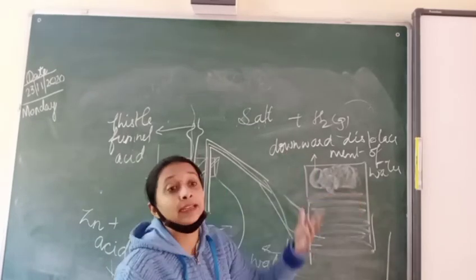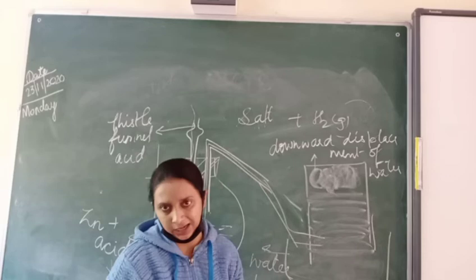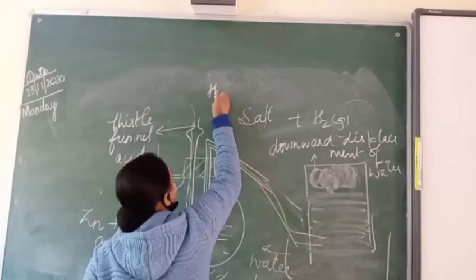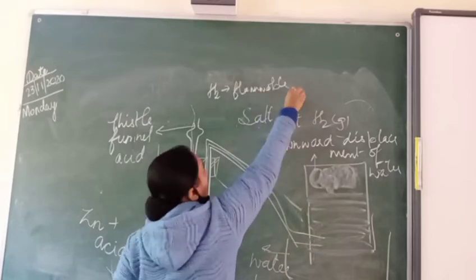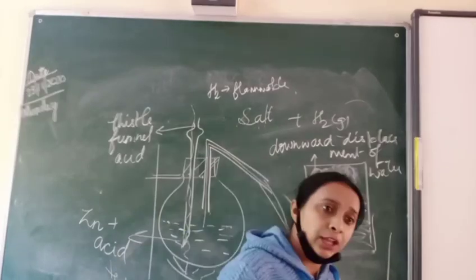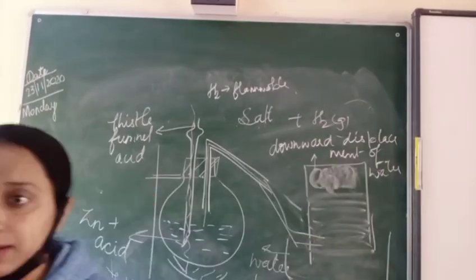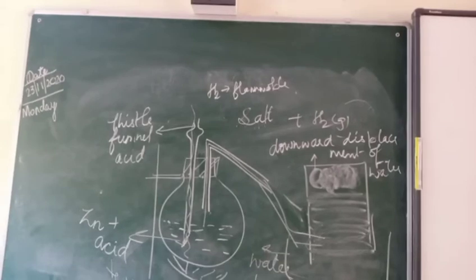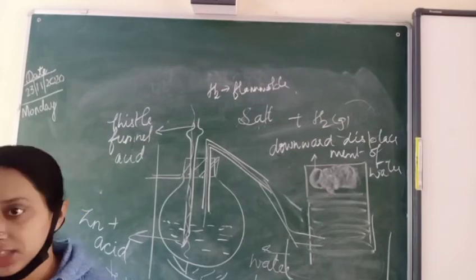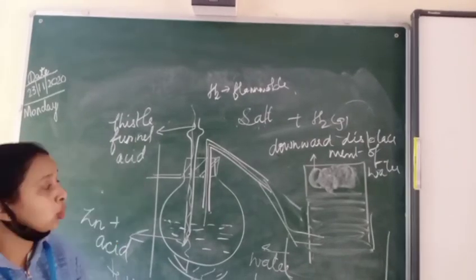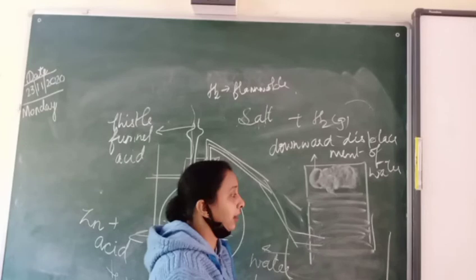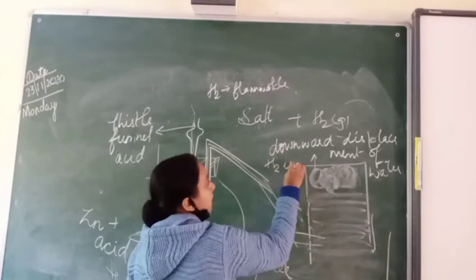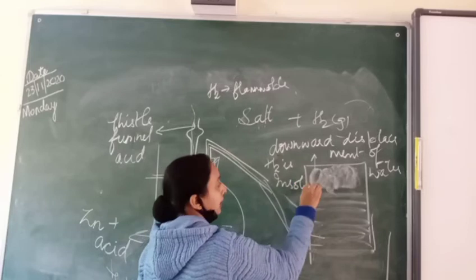Because hydrogen is flammable. Yes or no? So it can catch fire very easily. Are you getting? Hydrogen will react with air. Oxygen is a supporter of combustion. Hydrogen is flammable in nature. Both will combine and burning will start. It will explode. So hence we do not collect it over air. Now we collect the gas by downward displacement of water because hydrogen is insoluble in water. It is completely insoluble in water.